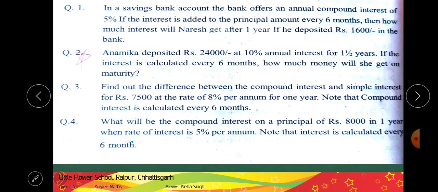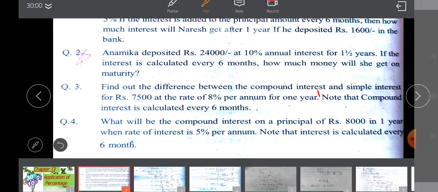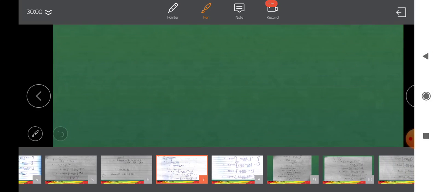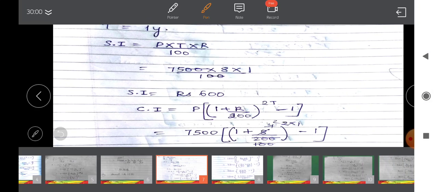Now the third question. Find out the difference between compound interest and simple interest. The simple interest formula is basic, you have learnt it in earlier classes. It is P into T into R upon 100. In the last video also I shared that formula. Principal is given 75,000, rate is given 8%, and time is given 1 year, right? Here also it is compounded half yearly. So there will be a change only in the compound interest. Simple interest will be as it is.